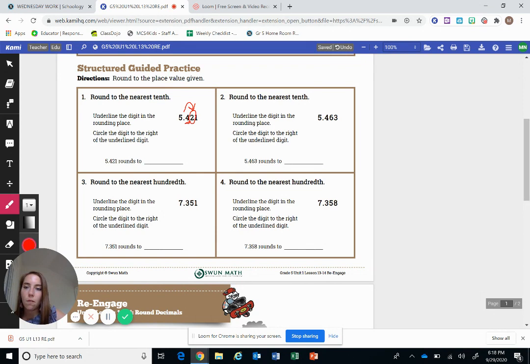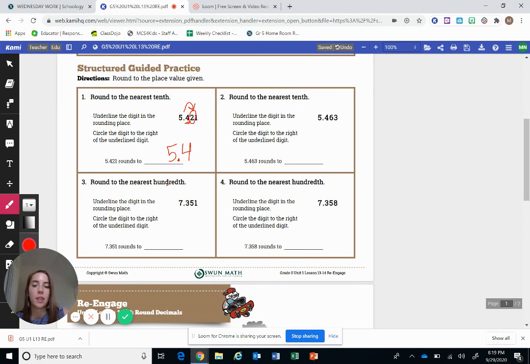So 5 and 421 thousandths to the nearest tenth is 5 and 4 tenths. Sorry, it's a little laggy. Whoa. Let's fix that. 5 and 4 tenths. Not sure why it's so laggy. Sorry about that. Okay, let's do another problem. There we go.